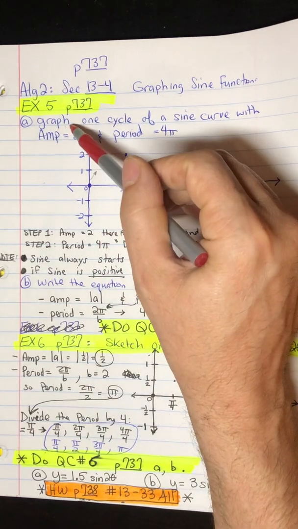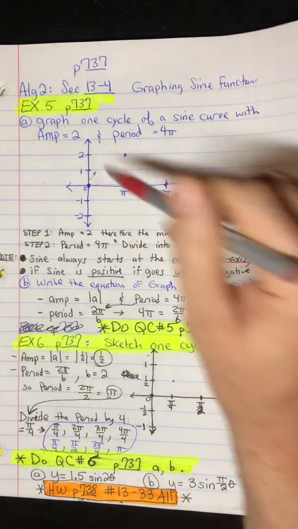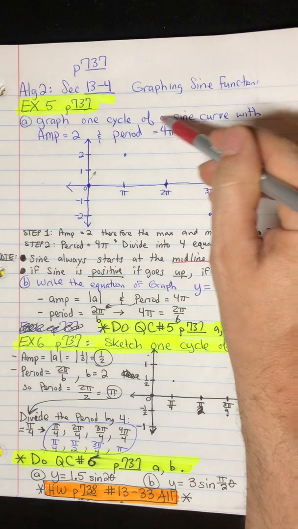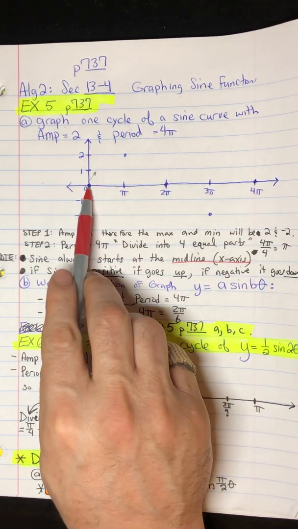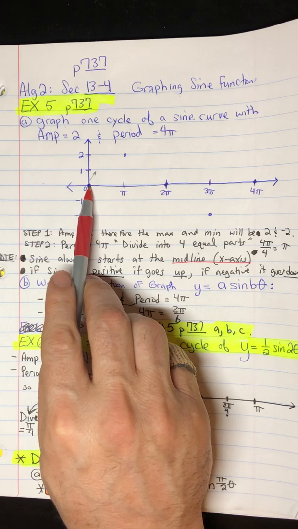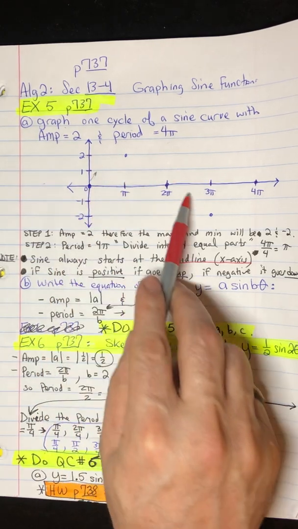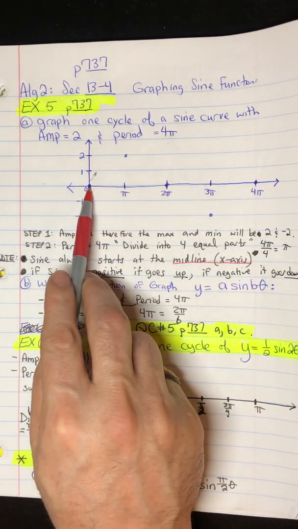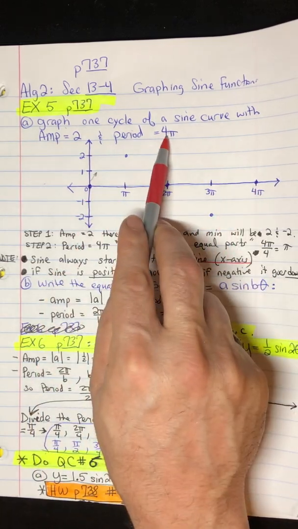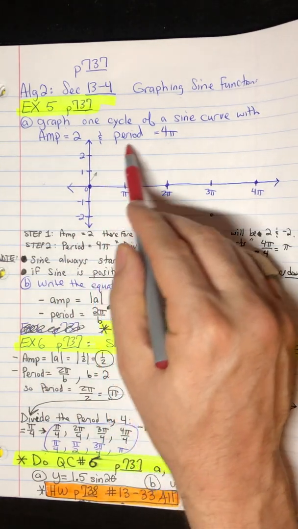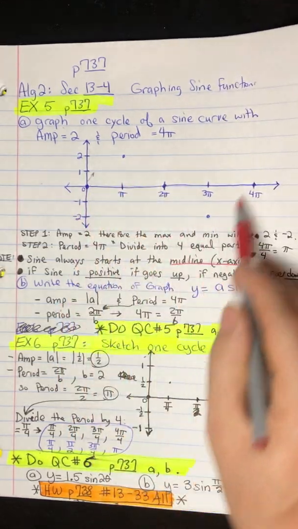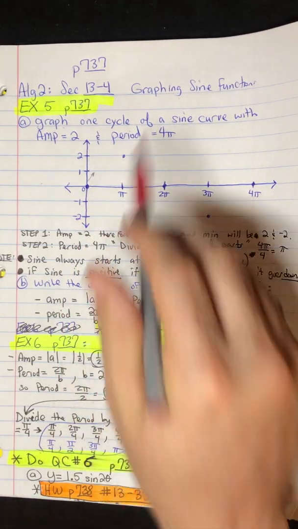So now that I have that, amplitude is 2, which tells me the max and min are going to be 2 and negative 2. A period of 4 pi tells me that one cycle of the graph is going to go from 0 to 4 pi. It's going to be 4 pi units wide. That's horizontal length. So from 0 to 4 pi is a period of 4 pi. That means one cycle, that one loop, is going to be from 0 to 4 pi. That's what the period tells me.